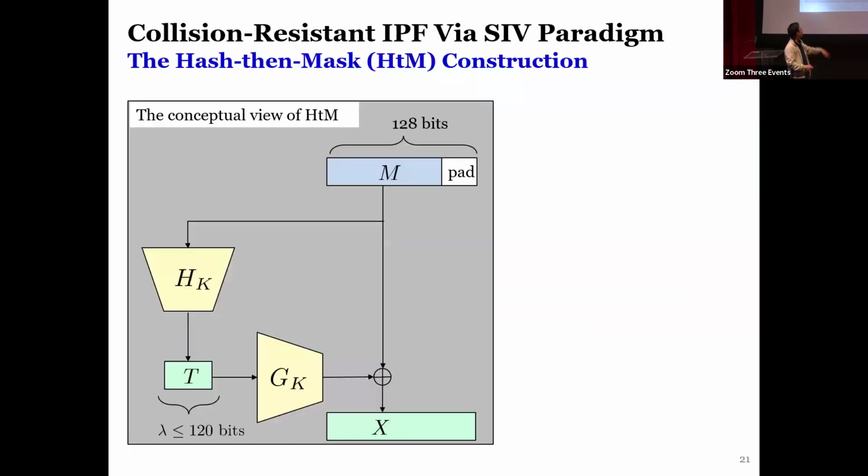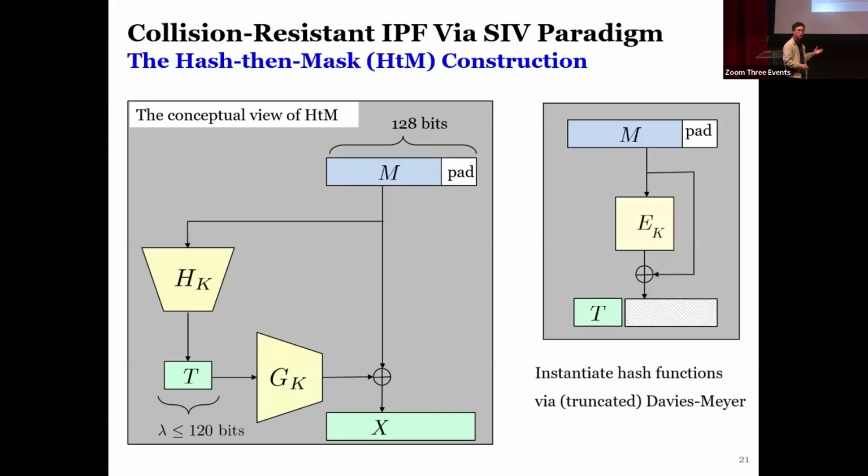Now, let's see how to use the SIV paradigm to build the IPF. So here, you first need to pad the message up to 16 bytes, and you hash it to get a tag T. You then hash the tag again to get a one-time pad to encrypt the padded message. And on instantiation, we'll build the hash functions from the Davies-Meyer compression function. And this time, the block cipher can be AES.